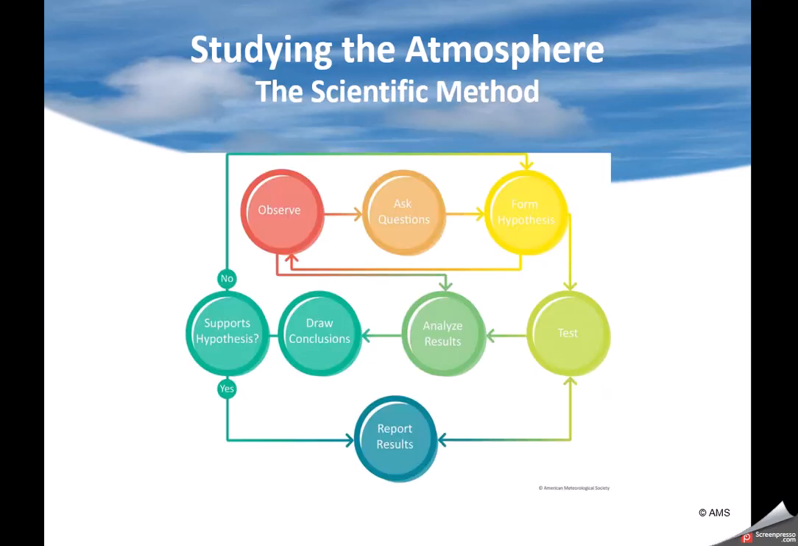So we study the atmosphere by using what we call the scientific method. The scientific method is all about how we observe, we want to see what's going on, and then we want to know why. So I'll give you an example that I dealt with. A lot of thunderstorms develop to the west of Virginia and move across the Appalachian Mountains. And sometimes as they move across, they weaken, and sometimes they actually strengthen.